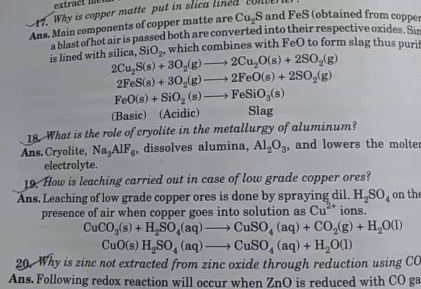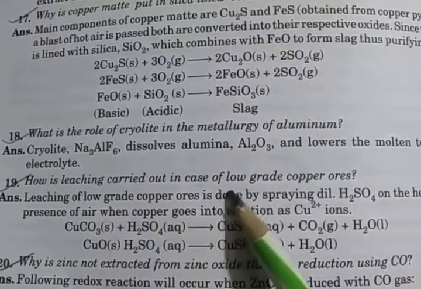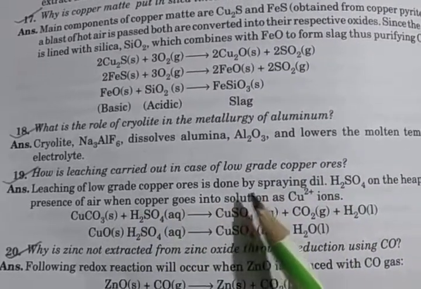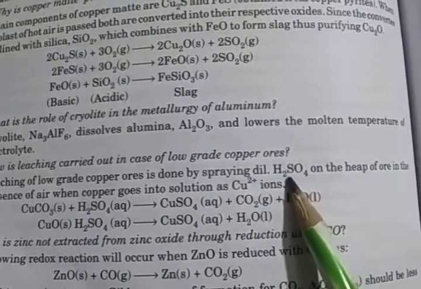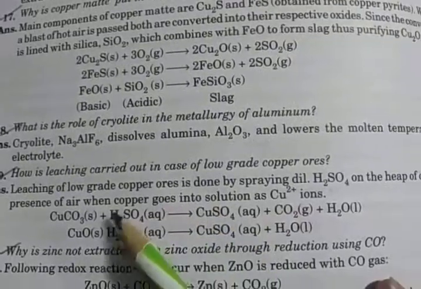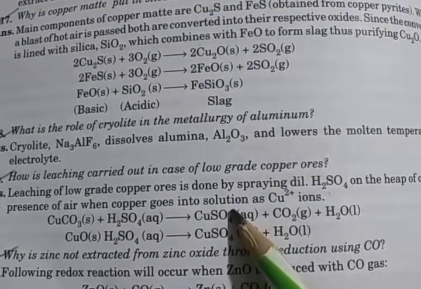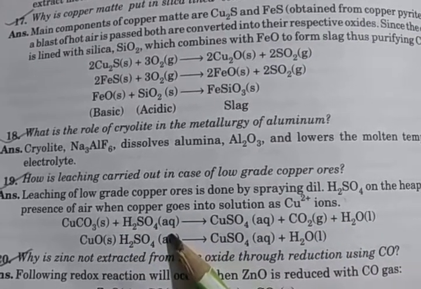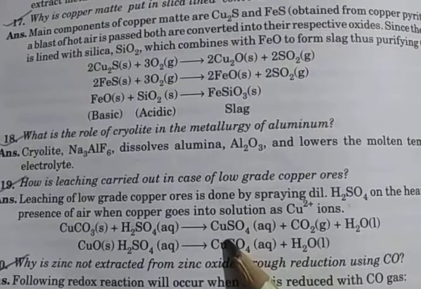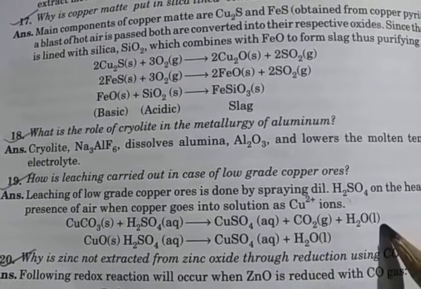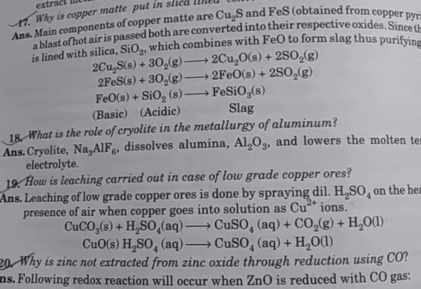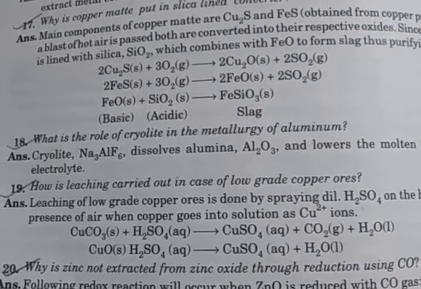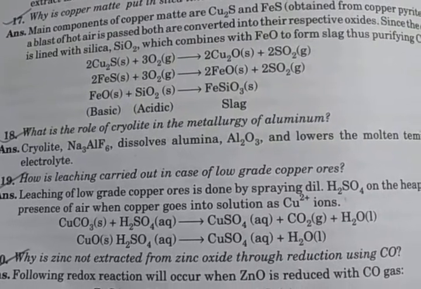Next, question 19. How is leaching carried out in the case of low grade copper ores? It is done by spraying dilute sulfuric acid on the heap of the ore in the presence of air, when copper goes into the solution as Cu2+ ion. CuCO3 reacts with sulfuric acid, converting into copper sulfate, CO2 gas and water. And copper oxide reacts with sulfuric acid, converting into copper sulfate and H2O.